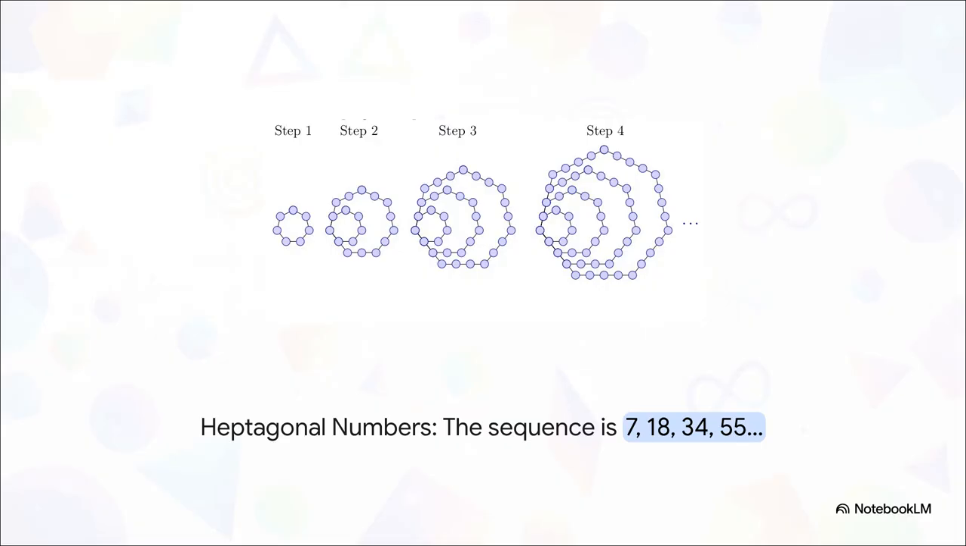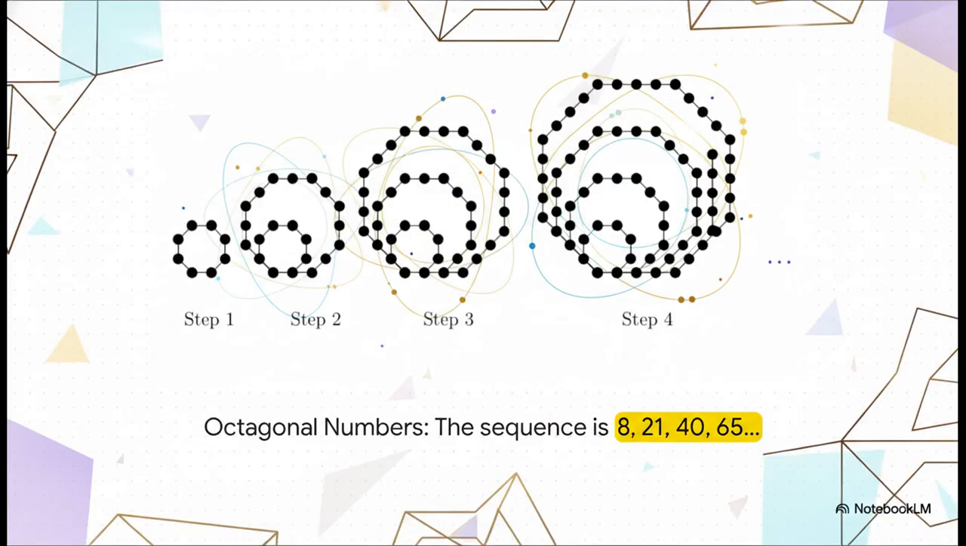Interesting. Now we're looking at heptagonal numbers. That's 7 sides. Starting with 7 dots, the shape just kind of spirals outwards into these really beautiful, intricate patterns. For these, the sequence is 7, 18, 34, and 55. And to finish our little tour, here are the powerful 8-sided octagonal numbers. They follow the exact same rules, growing layer by layer, giving us 8, 21, 40, and 65. So you see, from a simple triangle to a complex octagon, the core idea is exactly the same.